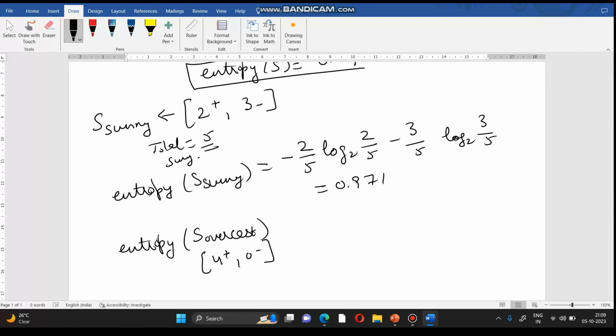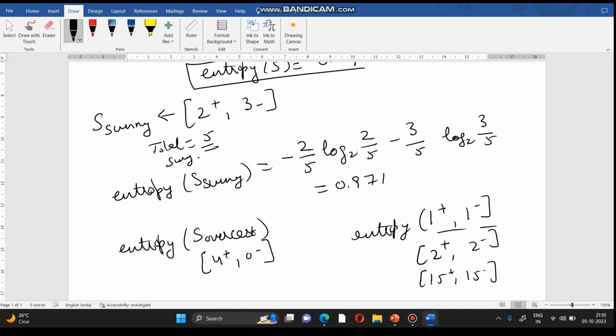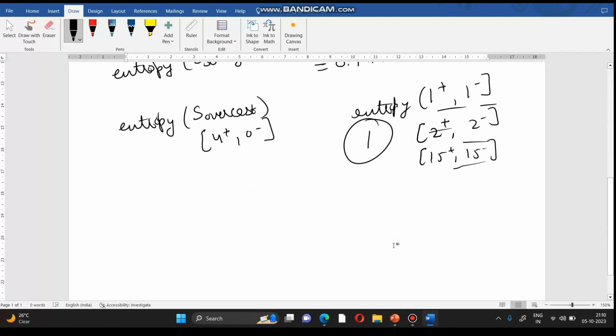Now here is one important thing that we need to note. When we calculate entropy for 1 plus 1 minus, or 2 plus 2 minus, or 15 plus 15 minus, meaning an equal number of positive and negative cases, we need not put the values in the formula. We simply declare that the entropy is 1 in this case. So this is the entropy when we have an equal ratio of positive and negative.